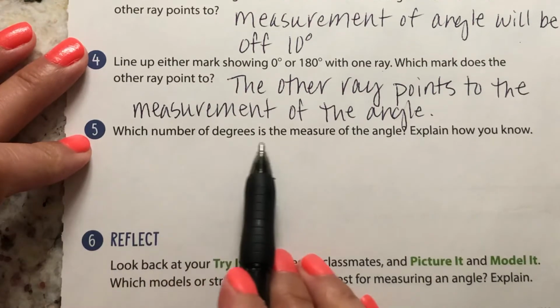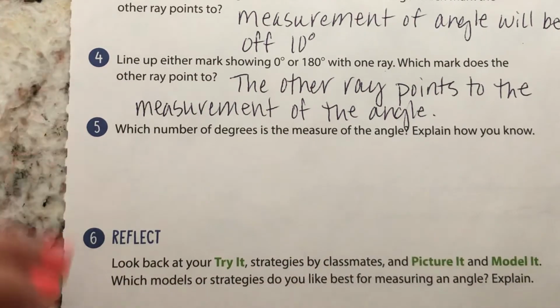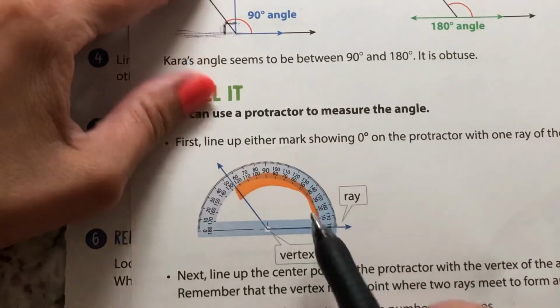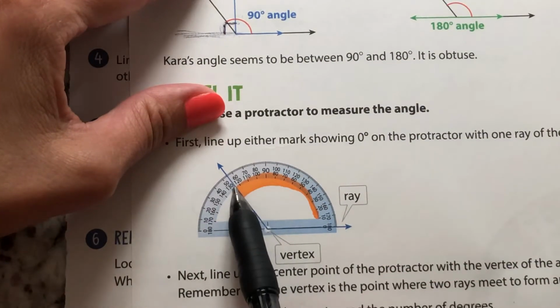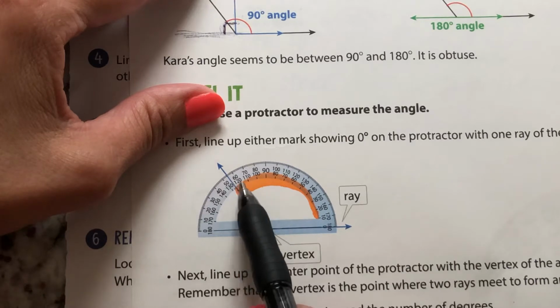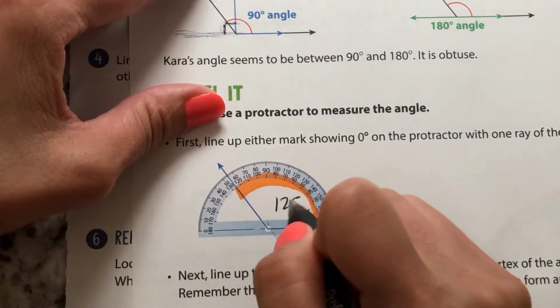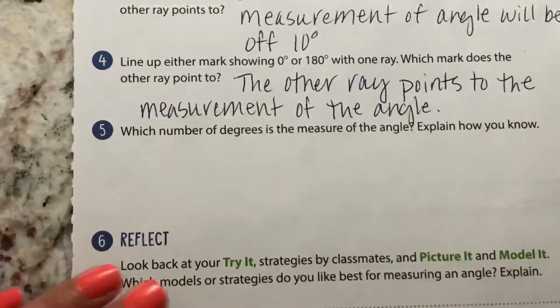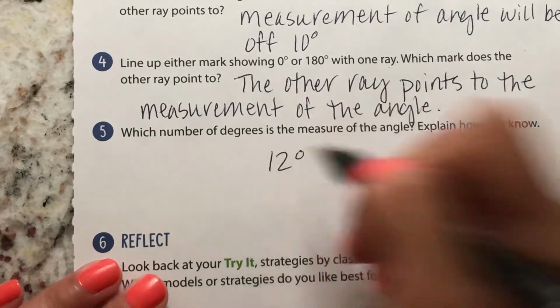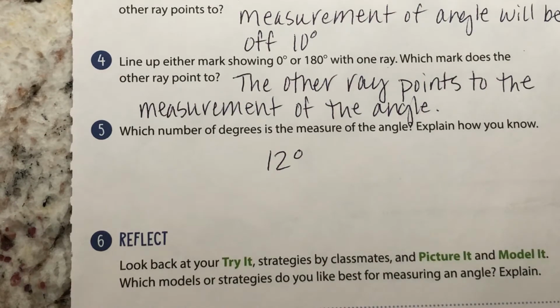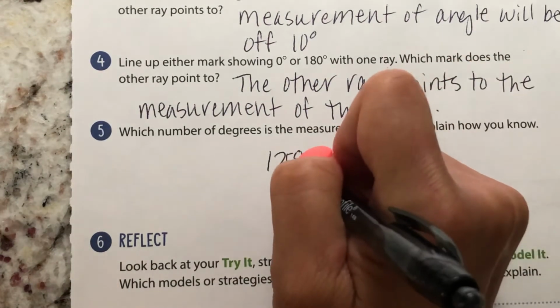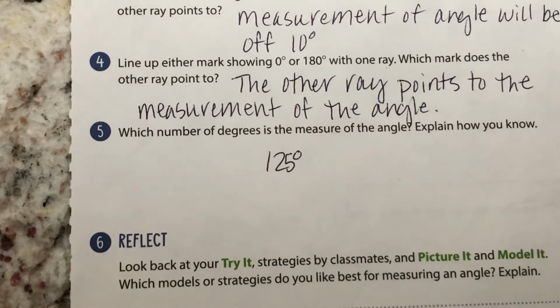Which number of degrees is the measure of the angle? Explain how you know. So looking back at that example, we actually see that this measurement is between the 20 and the 30, so this gives us a 125-degree angle. Oh, I wrote that wrong, 125 degrees, not 12 degrees.